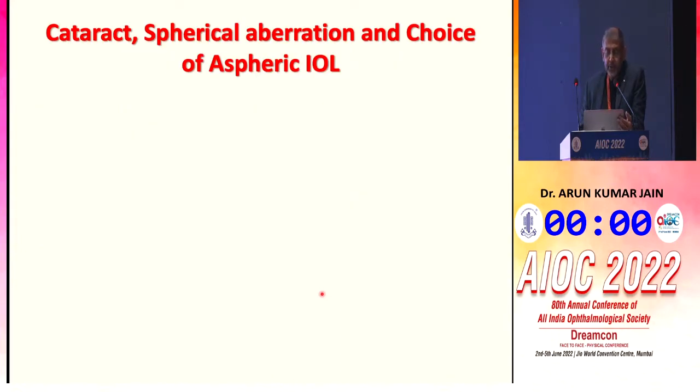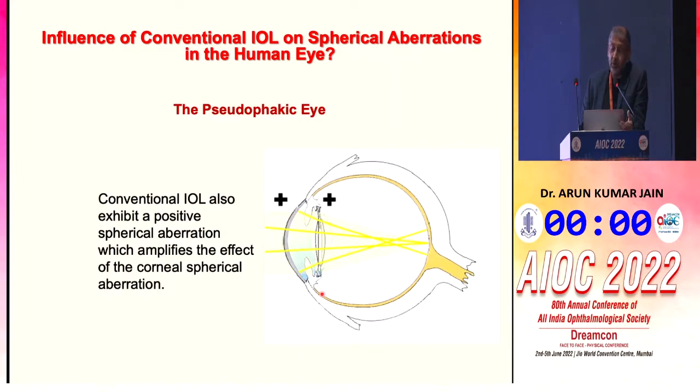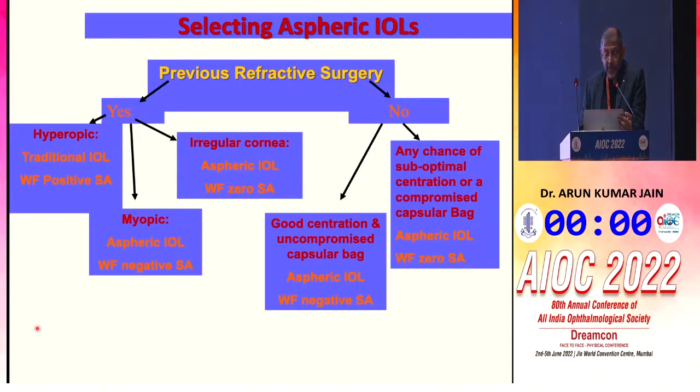And then using this Pentacam for choosing the IOL, neutralizing spherical aberration in the cornea. As we all know, as the age advances, the negative spherical aberration of the crystalline lens also becomes positive, and it adds to the corneal aberration. We should be using, depending upon the status of the patient, if a patient has undergone hyperopic LASIK, they have increased positive spherical aberration, so we should be using either a traditional IOL or wavefront with positive spherical aberration.